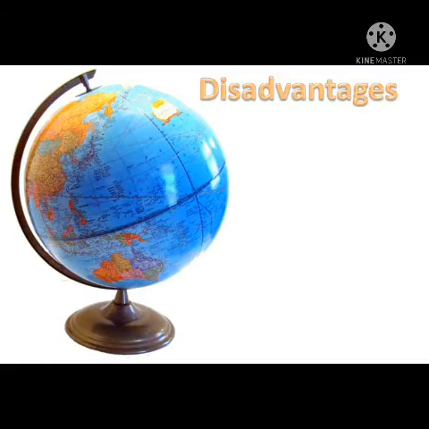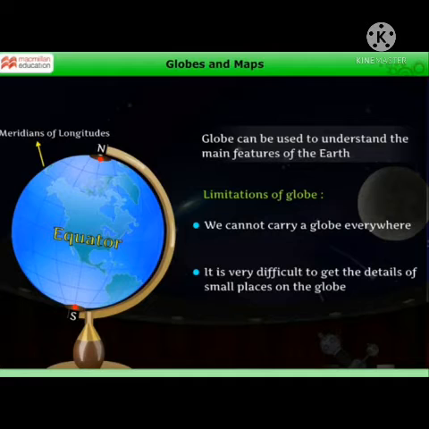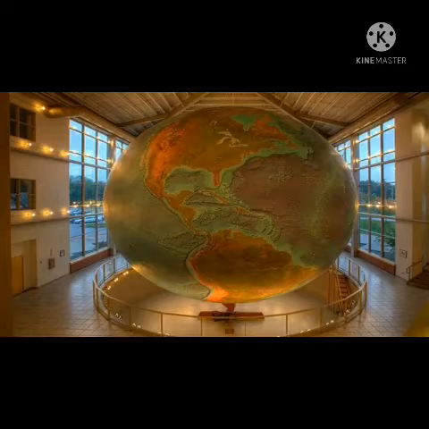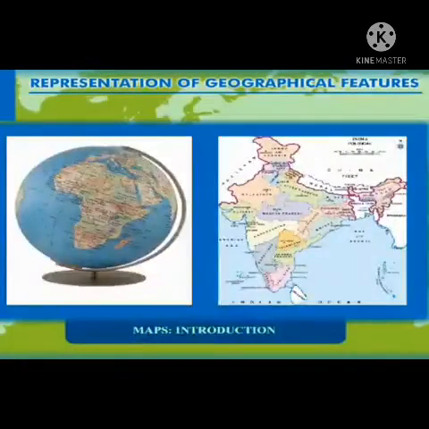Limitations of globe. However, as the globe always shows the entire earth, it is very difficult to get the details of small places on the globe, and we cannot carry a globe everywhere. Therefore, we prefer to use a map.